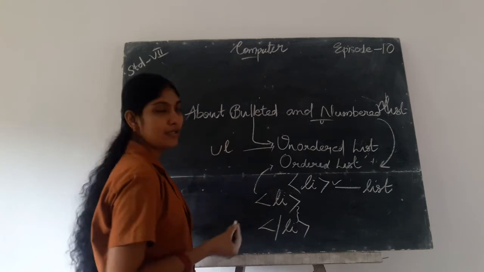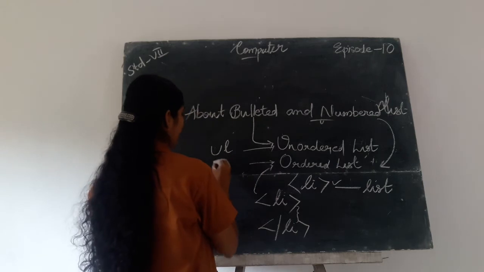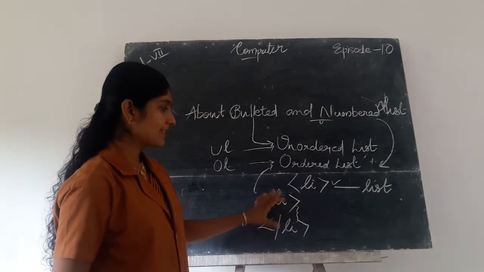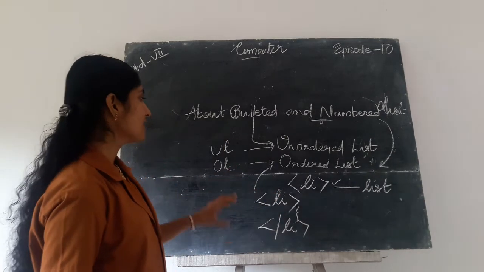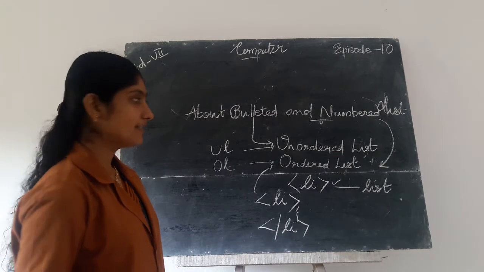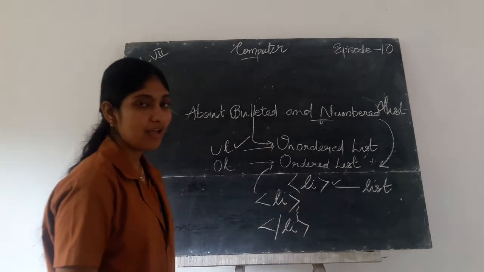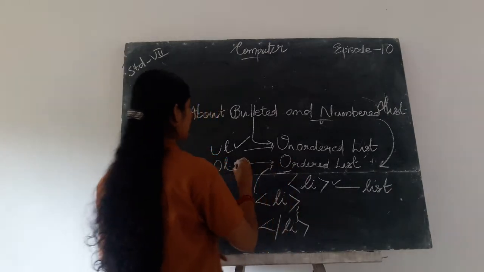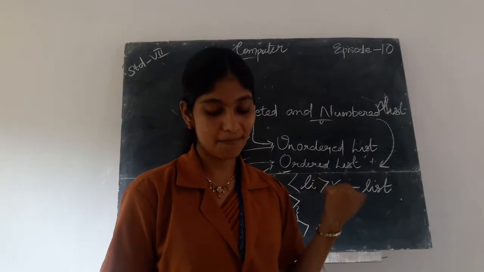Unordered list is UL and ordered list is OL. So we know the text is enclosed within the pair of list tags, and if you want an unordered list you can choose the tag UL. Then if you want an ordered list you can use OL. So these are the two types of list and their representation.